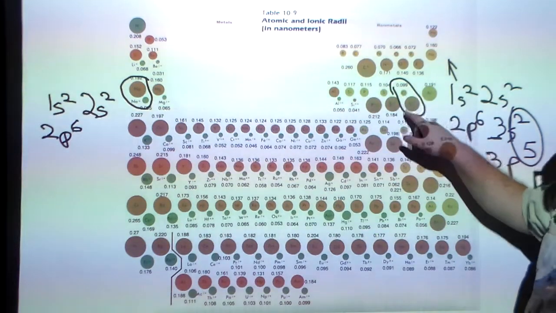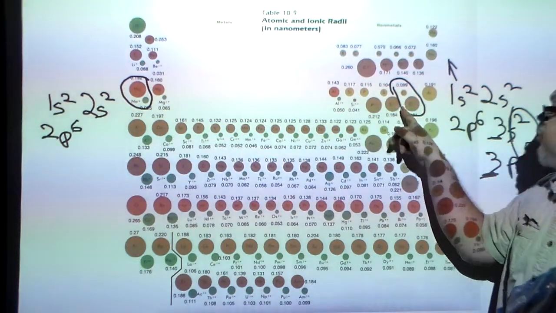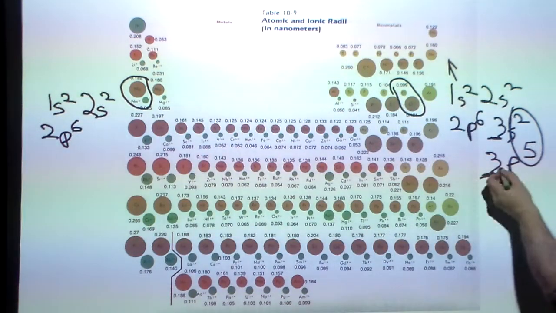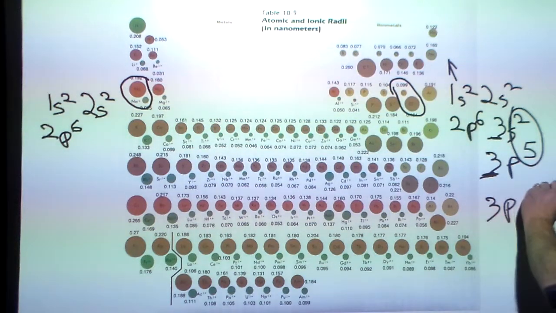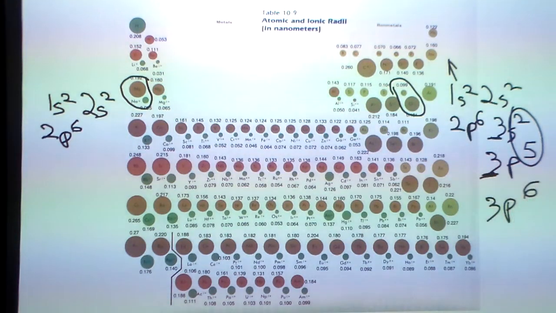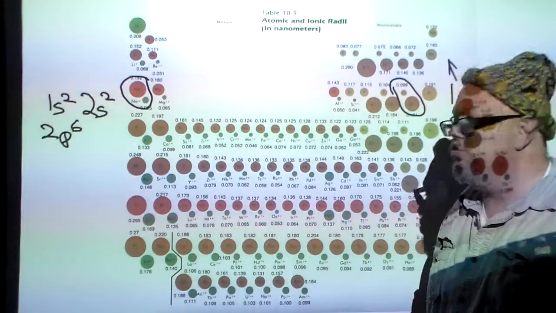However, guys, pick up an electron, guess what? It gets huge. Well, wait a minute, why is it getting huge? Because it's not going to be 3p5 anymore. It's now going to be 3p6. So it gained that size because of picking up the electron.